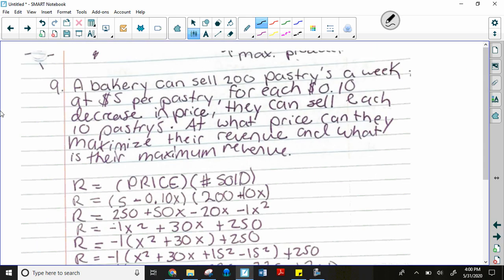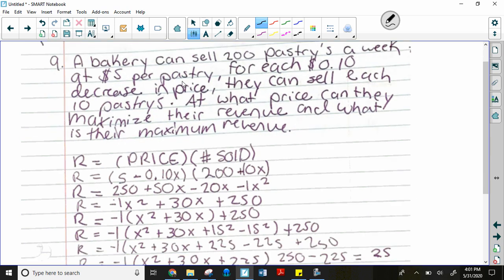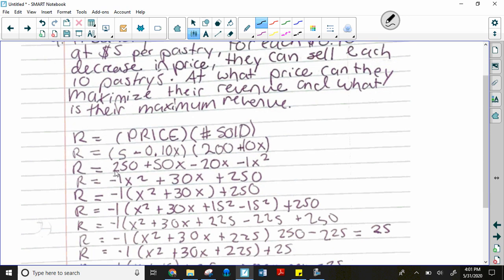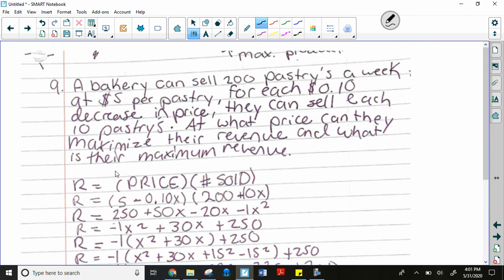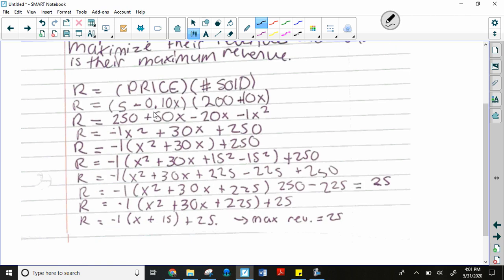Okay. A bakery can sell that. Oh yeah, one of them goes up, the other one goes down. Love this. Revenue, price, multiplied by number sold, 100%. Decrease in price, 10-cent decrease, looks good. They have 200. They can sell an extra 10, so they get 10 for every price drop. Then you foiled this. Okay. At what price can they maximize the revenue? So then you foiled, and then you completed the square.